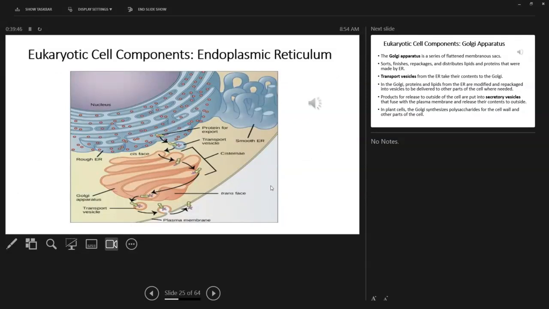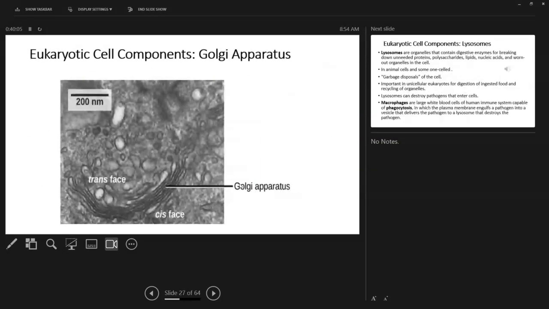So all this stuff together is called the endomembrane system. The nucleus has the information for making molecules. The molecules are made here in the ER, and then they're finished in the Golgi, and then they're put into vesicles to go wherever they are needed. Okay, it's a micrograph of the Golgi.